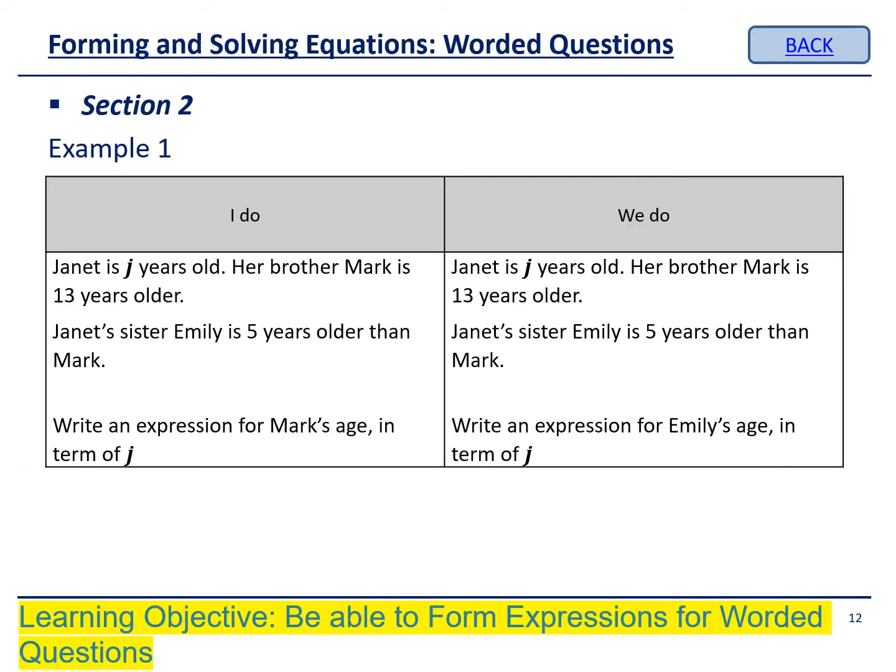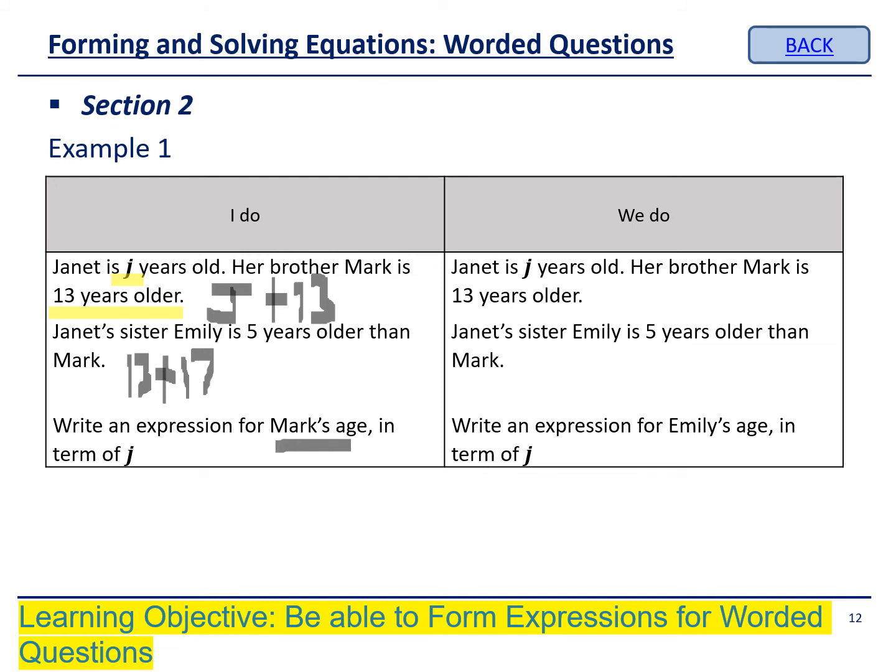Right, so now we have some new examples. So firstly, let's read through the I do. Janet is J years old, so that's the variable. Her brother Mark is 13 years older. Okay, so we know that, let's say that straight away is going to be as an expression J plus 13. Then Janet's sister Emily is 5 years older than Mark. So that'd be, well, no, Mark's 13, that's plus 17. And it wants us to write an expression for Mark's age in terms of J.